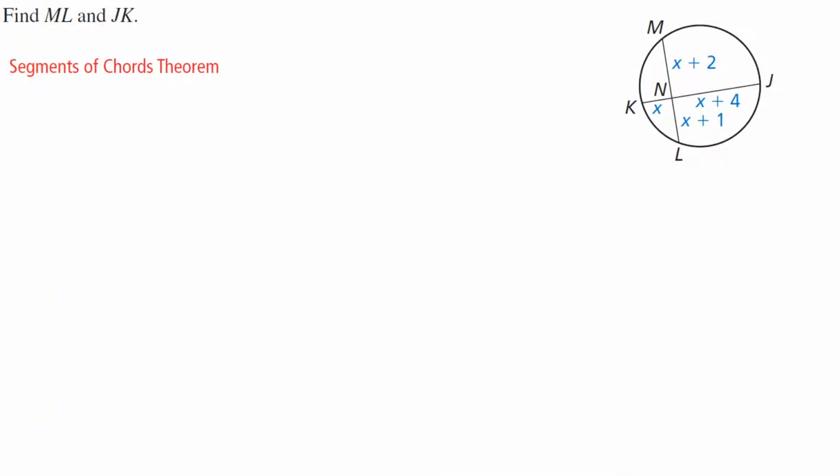So, okay, chords intersect each other. So I know the distance from N to K multiplied by the distance from N to J has to equal the distance from N to L times the distance from N to M. Of course, distance from N to K is just X. Distance from N to J is X plus 4. The distance from N to L is X plus 1. The distance from N to M is X plus 2.